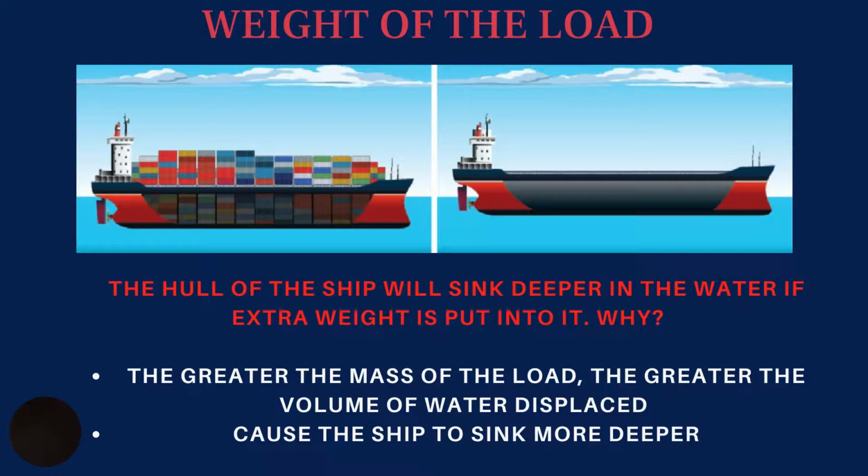The relationship that we can make from weight of the load and the volume of water displaced is, the greater the mass of the load, the greater the volume of water displaced. And it causes the ship to sink deeper compared to the ship that doesn't have a load on it.